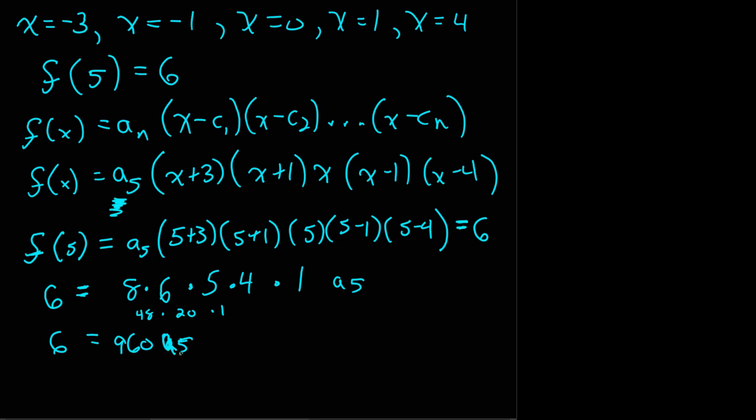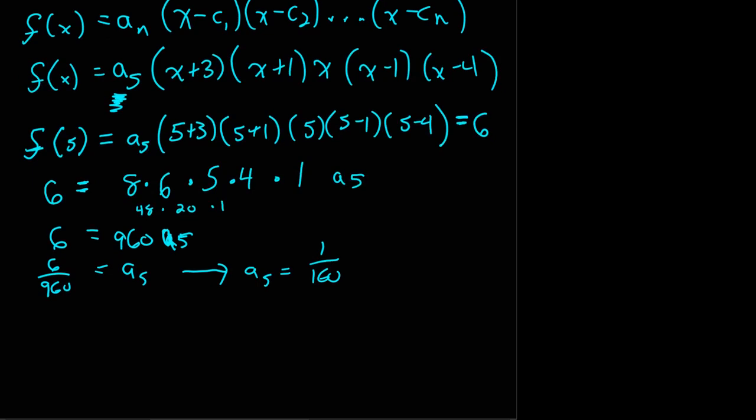But I want to solve for this leading coefficient, so I'm going to divide both sides by 960. And I get 6 over 960. And that is equivalent to 1 over 160. So I have found my leading coefficient. And I can plug that back into here, and I have my polynomial.